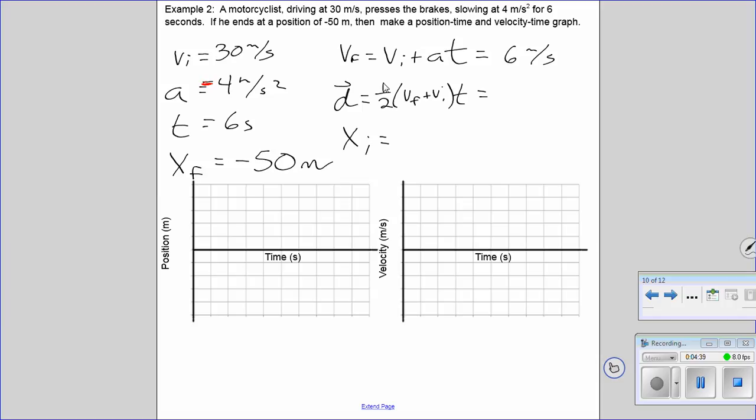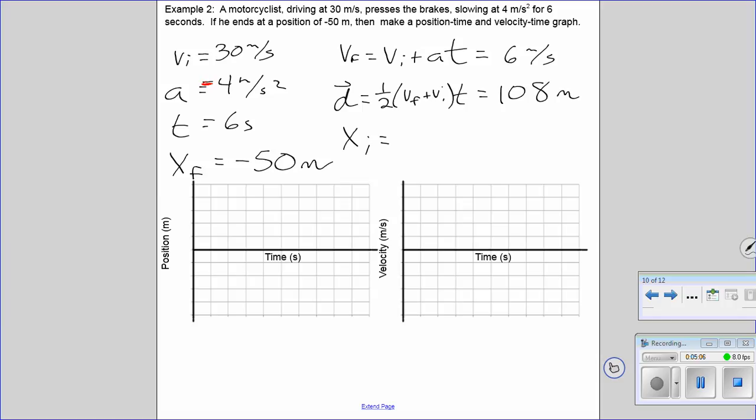So is that right? Let's see. 36 divided by 2 is 18 times 6. What's 18 times 6? 72. Wait, am I doing that right? Yeah, I don't think it's 108. No, 18 times 6. Oh, 108. It is. My bad. Sorry. I have that written down somewhere. I should have pulled out my notes.